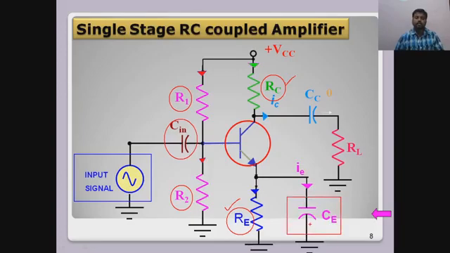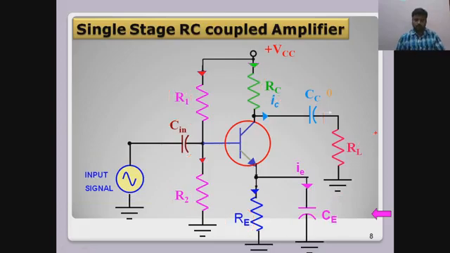CE is an emitter bypass capacitor which is used to bypass the AC during the temperature stabilization. Okay, and CC is a coupling capacitor, which couples the output of the transistor to the load, RL. Here is all about the function of each component in a single stage RC coupled amplifier.